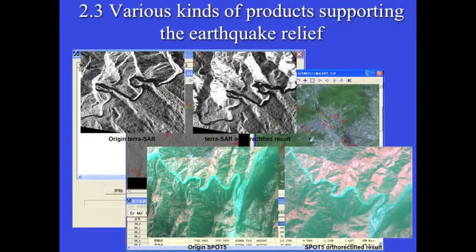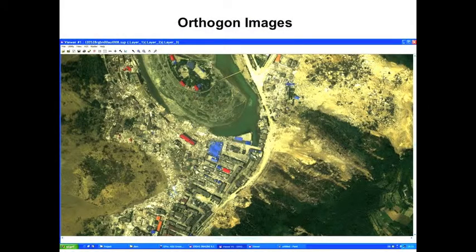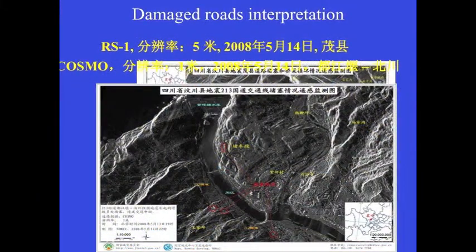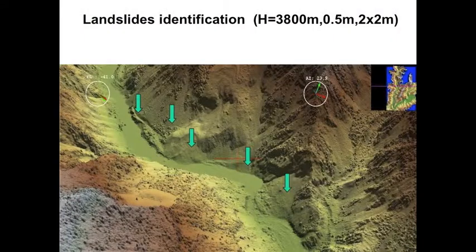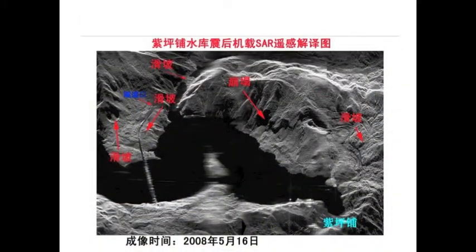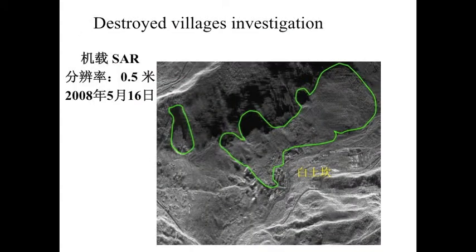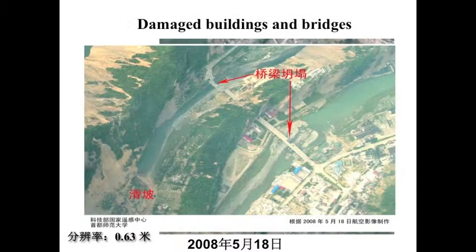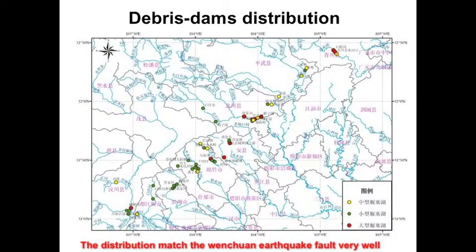And also, besides the raw data, from the data we get lots of products. Here we just show you an earthquake, which areas will be flooded by the earthquake, and also, because of the map and orthogonal images, we can interpret which areas will be damaged, and we can identify where the landslides are. And also, most of the dams are very dangerous. And also we found a destroyed village, the investigation, etc. And also found lots of buildings and a bridge broken, etc. And then we can make the distribution of the dams and all the kinds of damage.